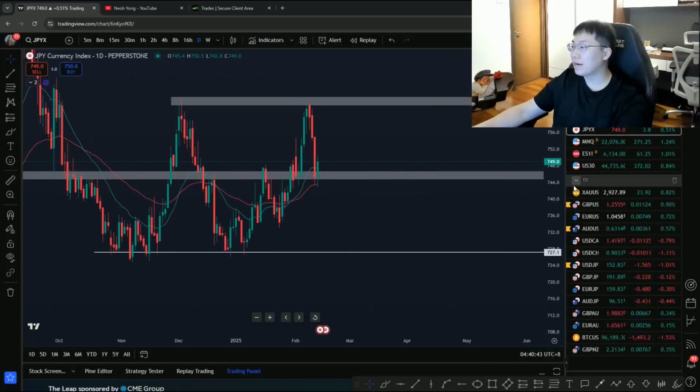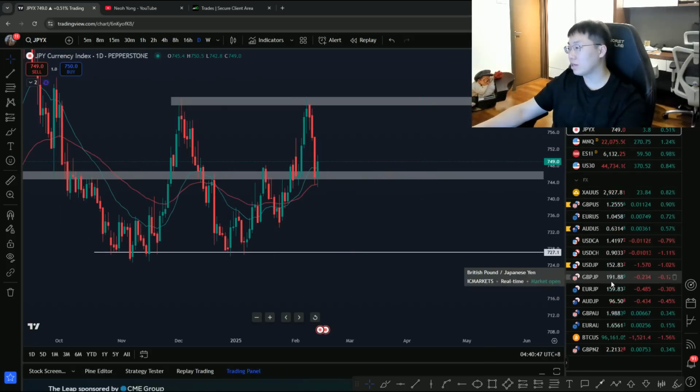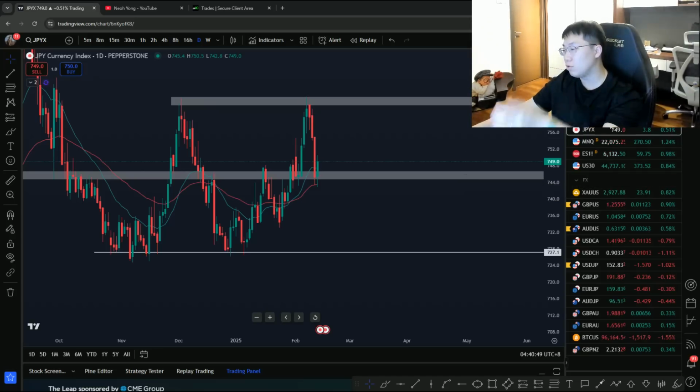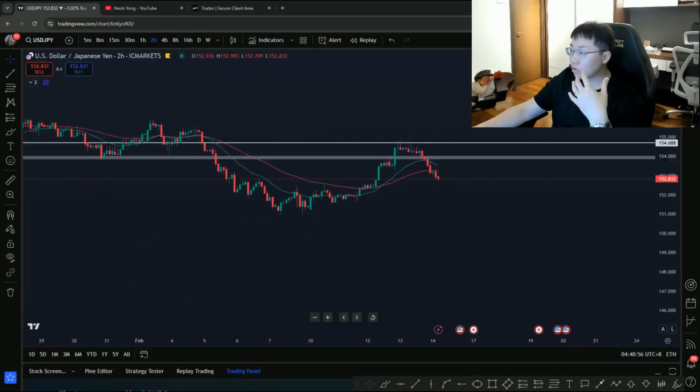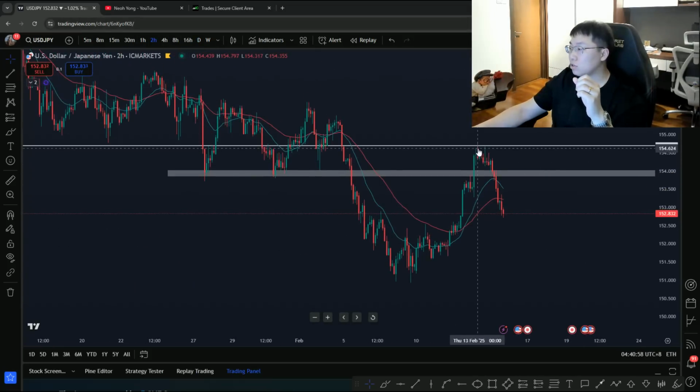And we've been correct on all of the DXY and JPYX analysis for a very long time. That's how we can use these two pieces of evidence to time our entry on dollar yen. So go back to it. Why did I decide to short dollar yen?